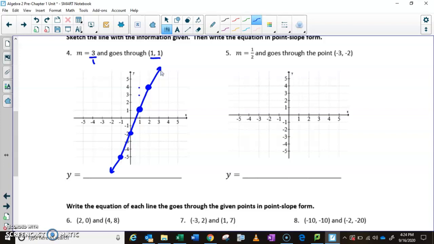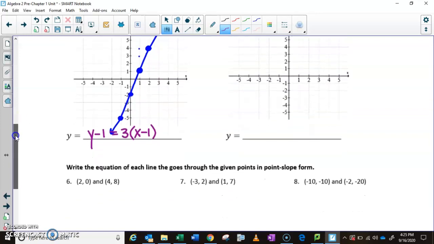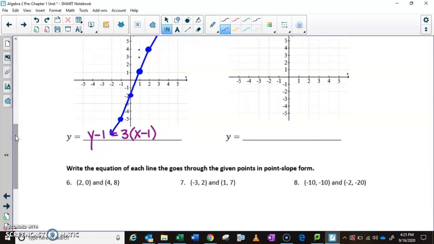If you're going to write your equation down here in point slope form, it'd be y minus the y coordinate from the point is equal to the slope 3 times x minus the x coordinate from the point 1. So we would have y minus 1 equals 3 times the quantity x minus 1. But of course, remember, oftentimes we want my equation to be written in slope-intercept form.